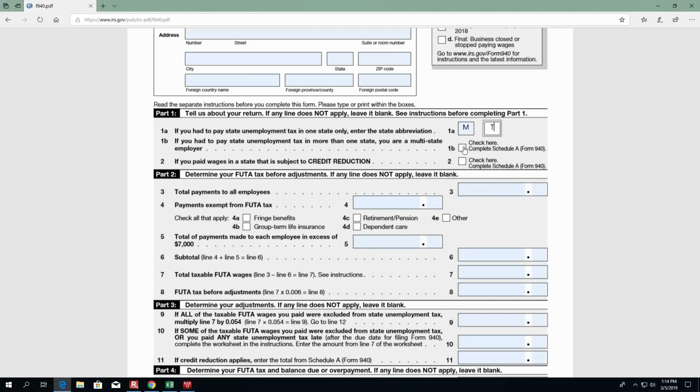So this is a federal unemployment tax. It doesn't matter if the person passed $7,000 working half a year in one state and half in the other. Good question.